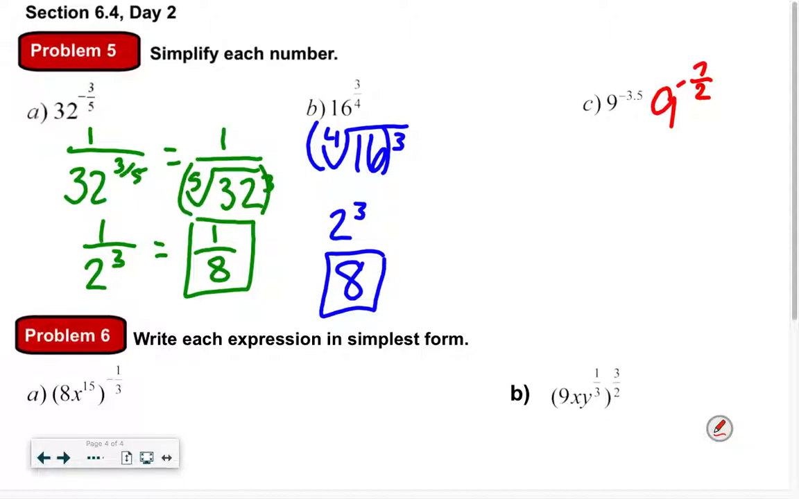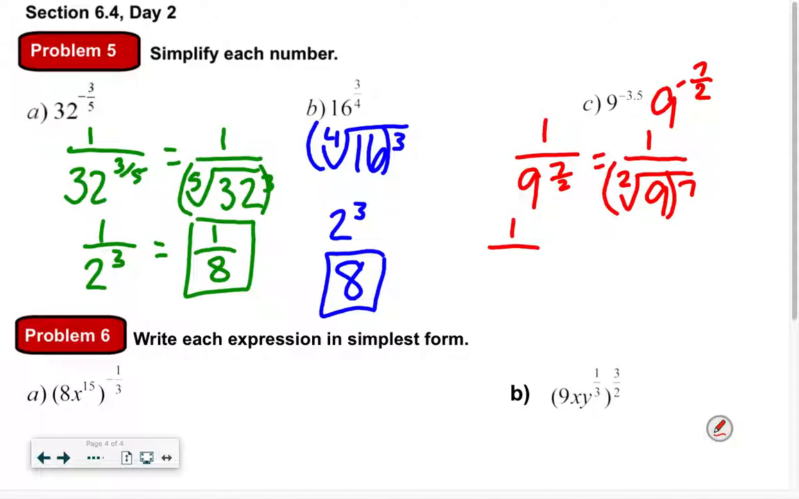Now let's get rid of our negative. What do I do? 1 over 9 to the 7 over 2. Make it a radical. Bring my 2 out, it becomes our index, so the square root of 9 to the 7th. Technically the 2 doesn't need to be there. Is the square root of 9 nice? Yeah, what is it? 3. So I'm gonna make this 3. So I got 1 over 3 to the 7th.